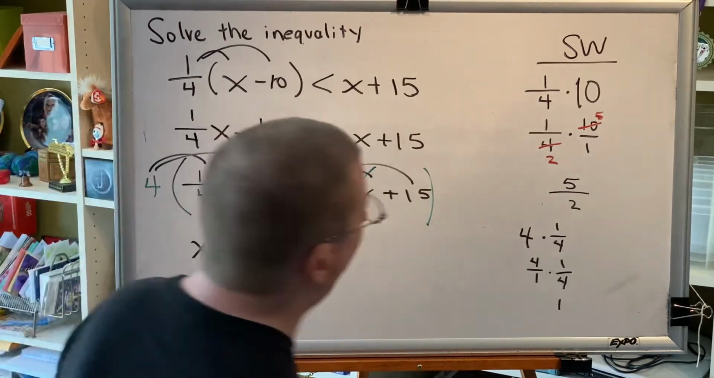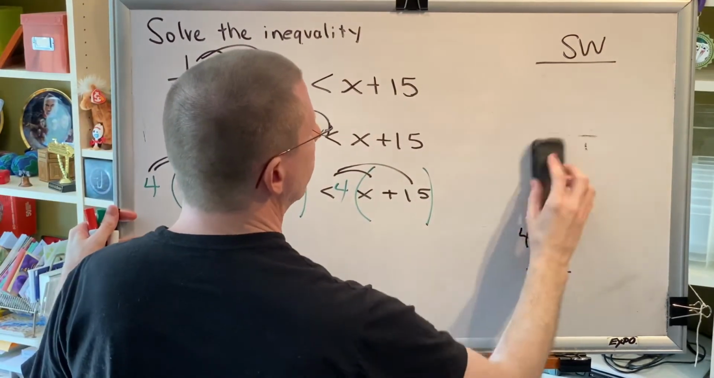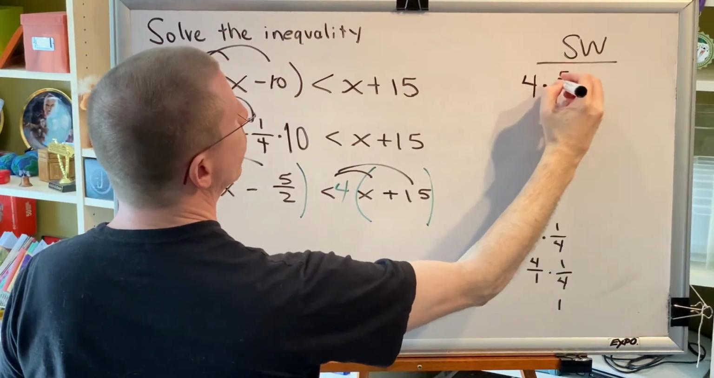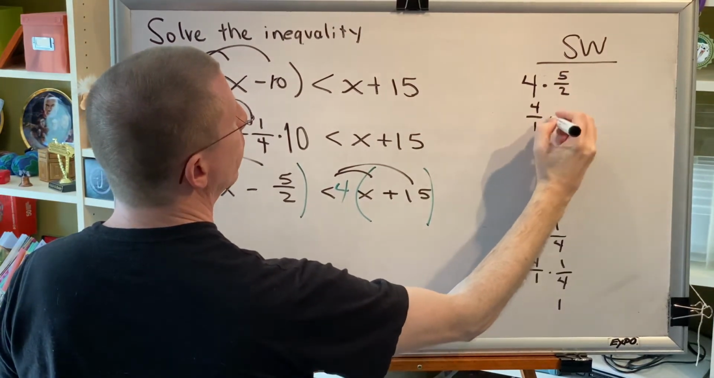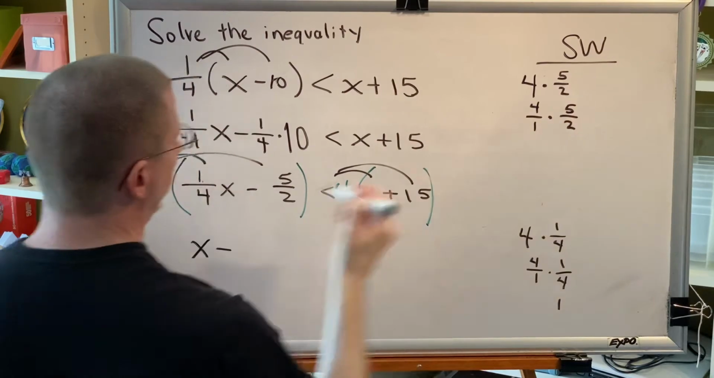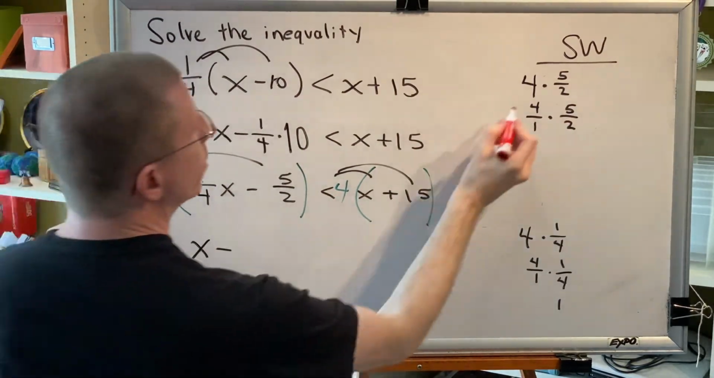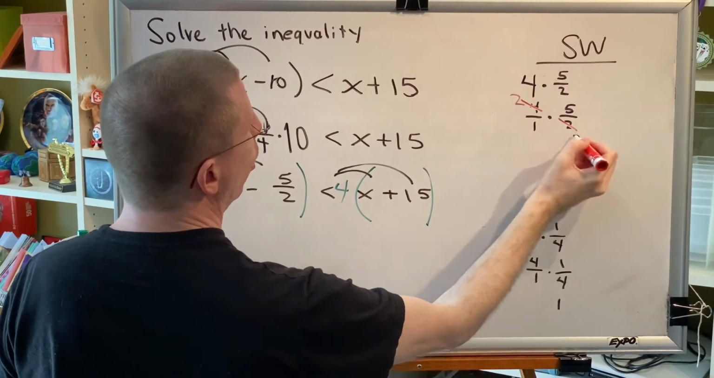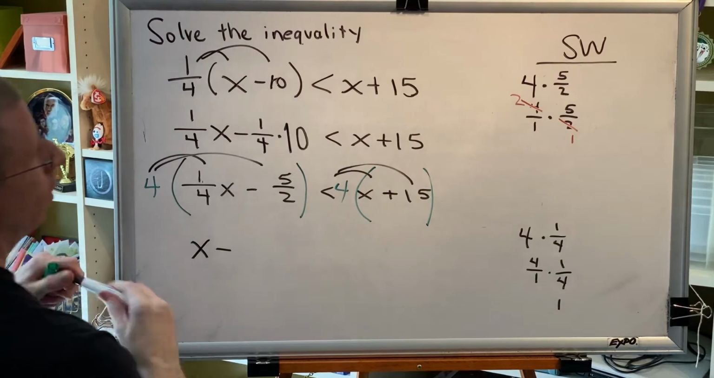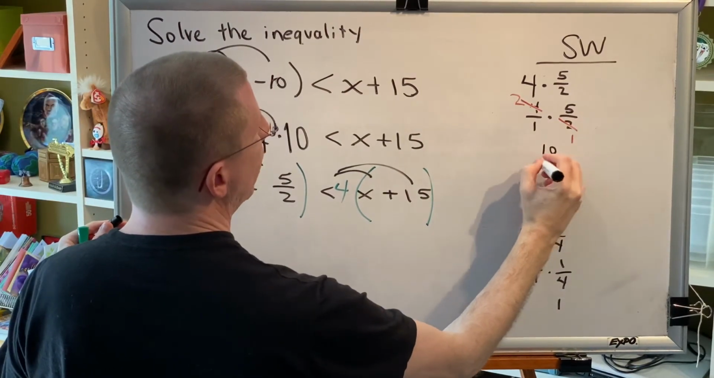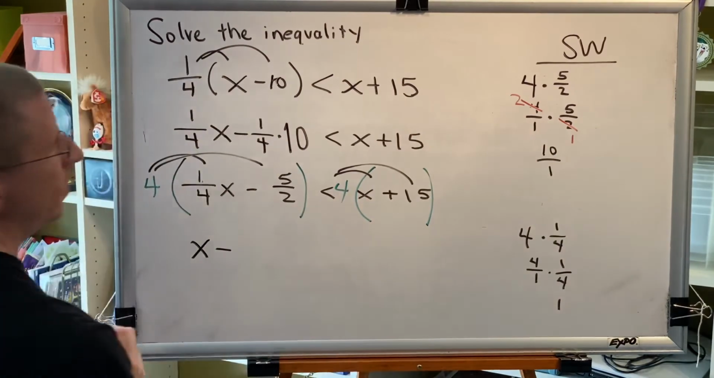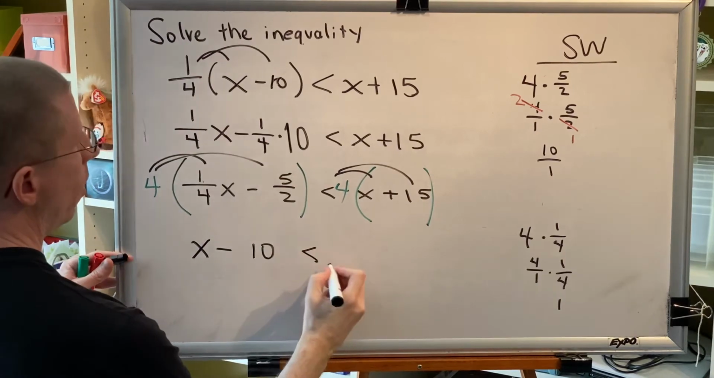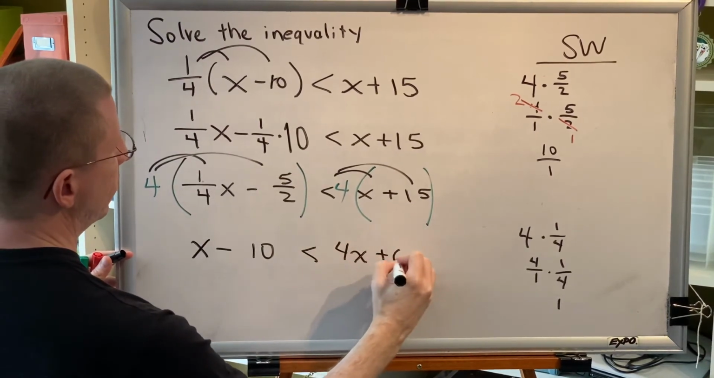So 4 times 1/4 is just 1, and 1 times x is just x. How about 4 times 5/2? Well, 4 times 5/2 is the same thing as 4 over 1 times 5 over 2. We notice that 4 divided by 2 is 2. So we can replace 4 over 2 with 2 over 1. And now multiply. 2 times 5, 10. 1 times 1, 1. 10 divided by 1 is 10. So this gives us x minus 10. On the right side, we get 4x plus 60.